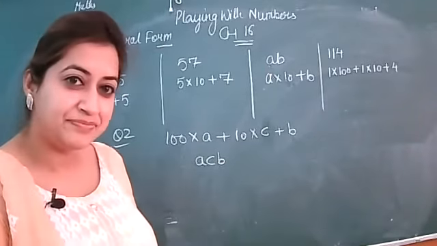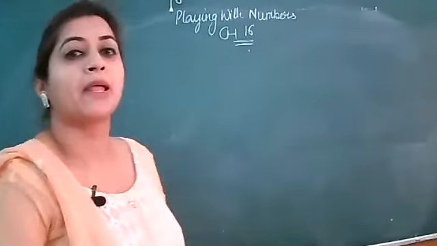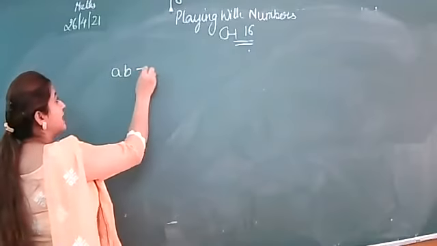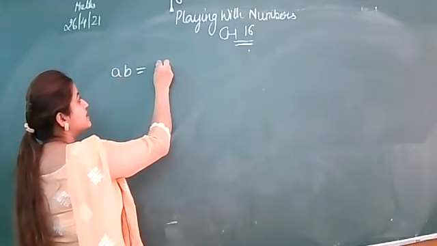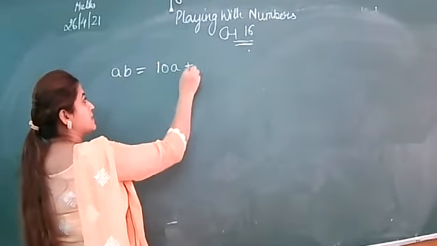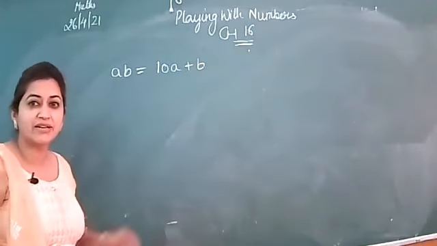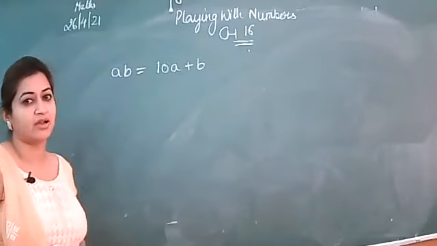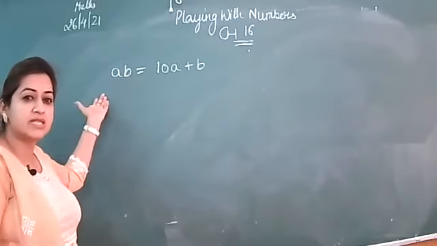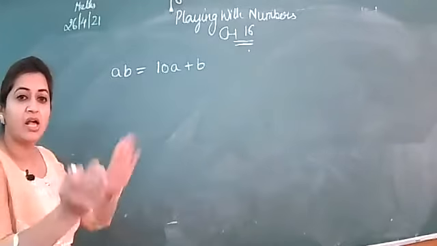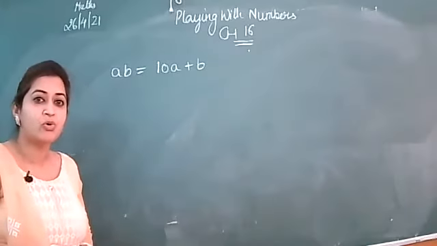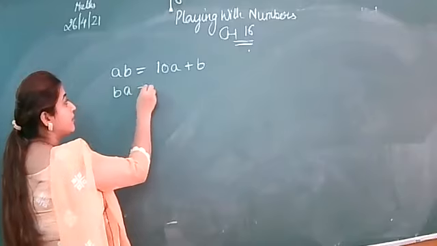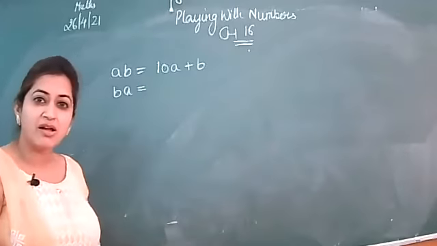Is it clear? Now, if I write a number AB, then the general form of this number is 10A plus B. Is it clear? 10 into A, I wrote as 10A. Now, if I reverse this number, like 25 was the number, reversed it becomes 52. If we reverse AB, what will it become? It will become BA.